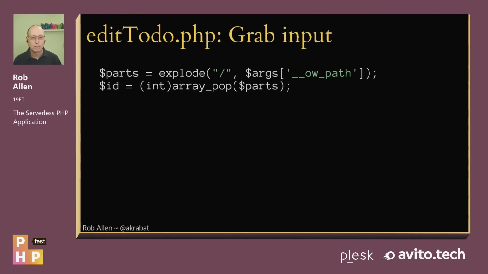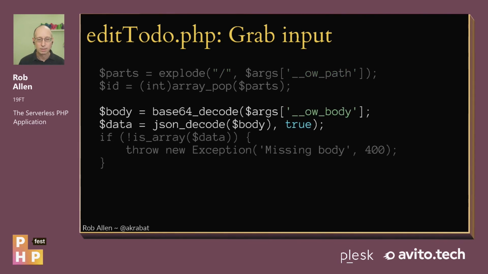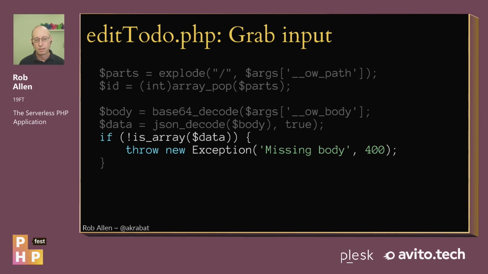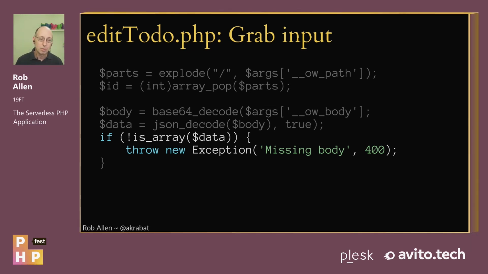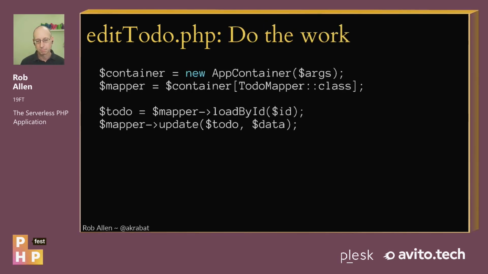Then we do some work. We're going to grab the input from the arguments. OW path will hold the information to get us the ID. Then we're going to get the data, which will be in the body because this is a PATCH request. So I can JSON decode it. And now I've got the data to actually update this to-do item. Any problems, going to throw an exception.